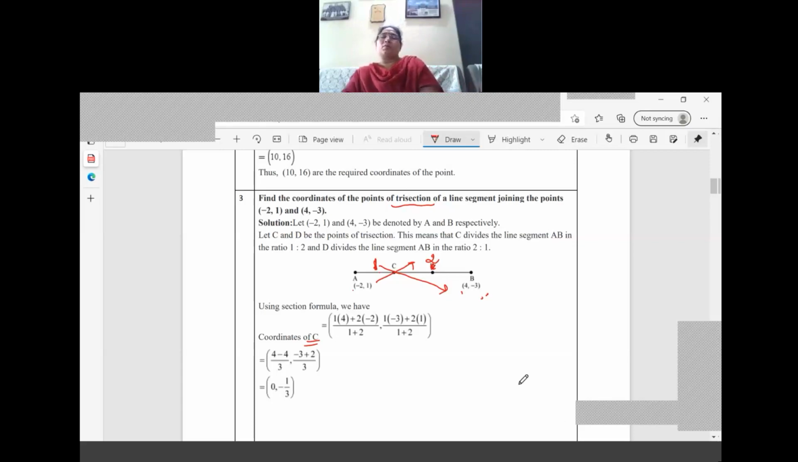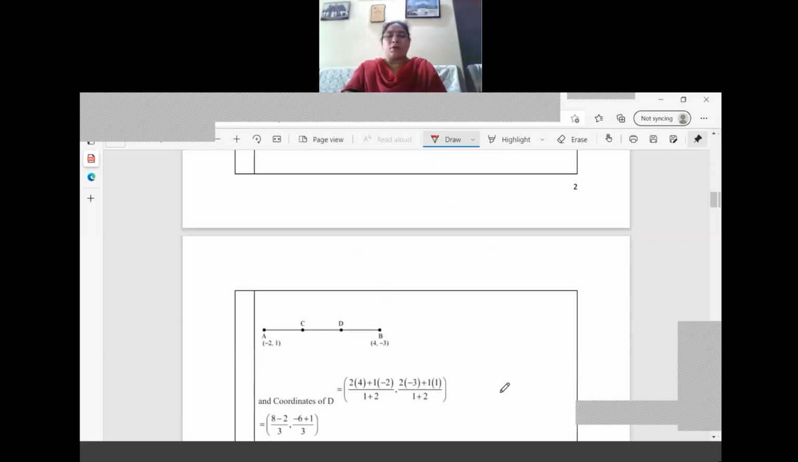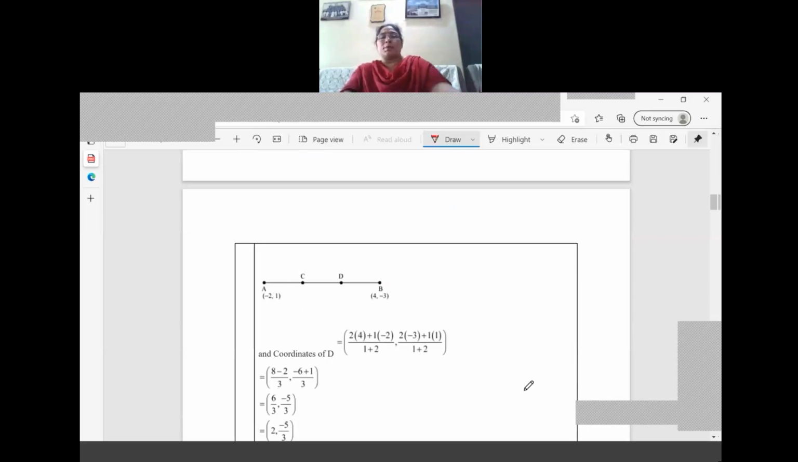So what is the coordinate? We got 0 comma minus 1 by 3. Now what is the next step? Means we have to find out the coordinate of D only. So coordinate of D means 2 into 4. What happened here? This is also 1, that is AC, and here it is 1, again CD here. So what is total? 2, and this is 1.